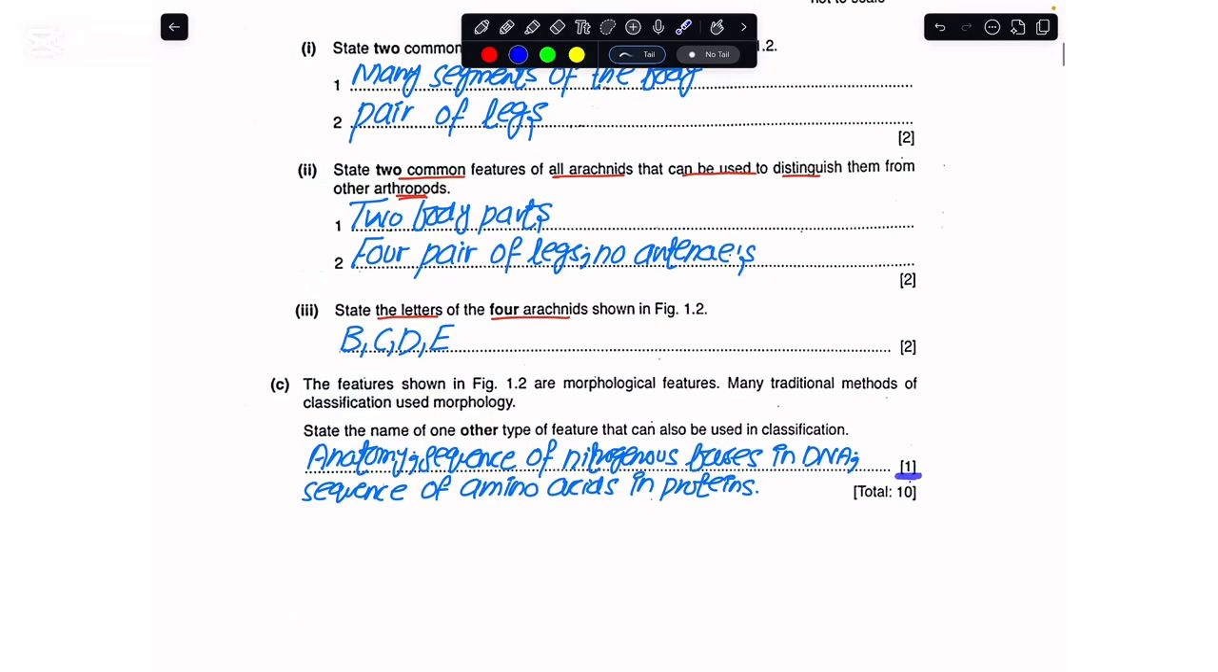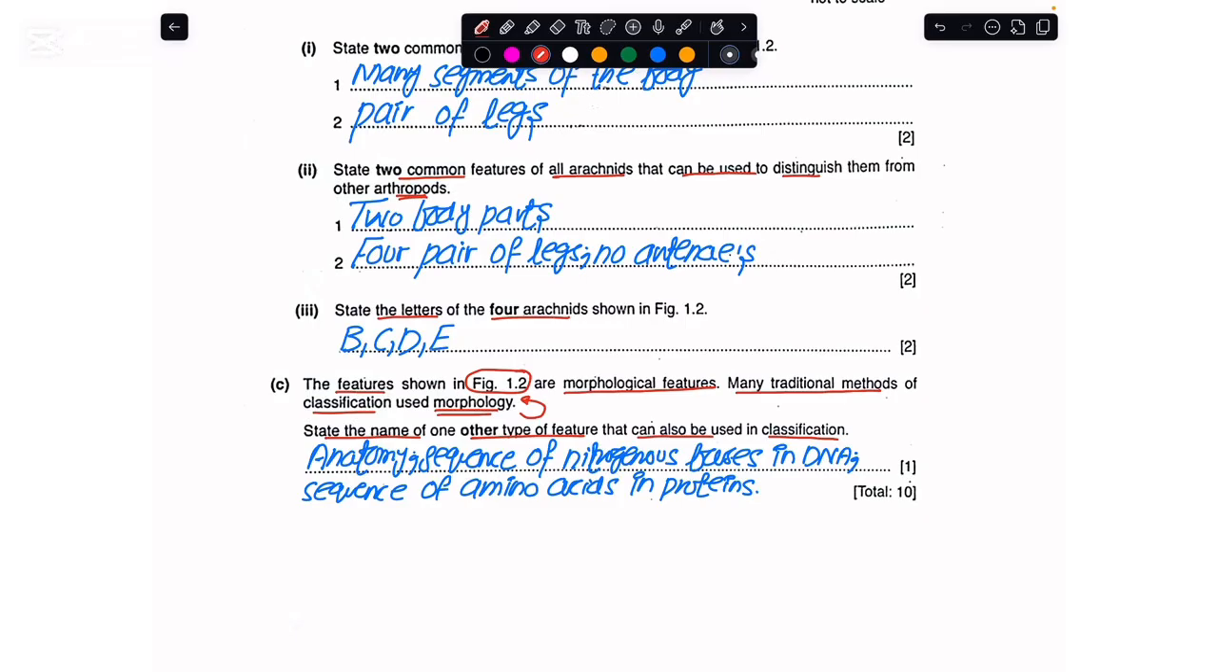Now, for 1 mark, they are asking that the features which are shown in figure 1.2 are morphological features. Morphological means how their body structures are designed. They say many traditional methods of classification use morphology. Like if I were to put the living organisms into groups, the first thing that I am required to see in an organism is their morphology. They say state the name of another type of feature that can also be used in the classification.